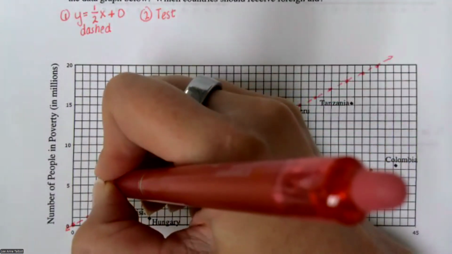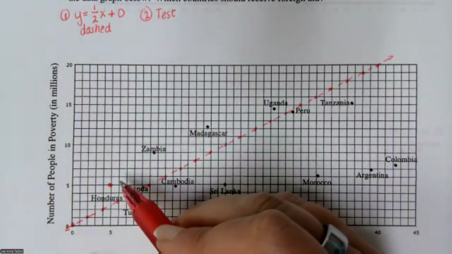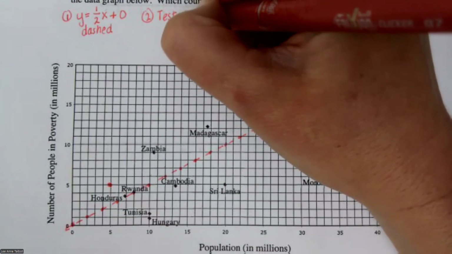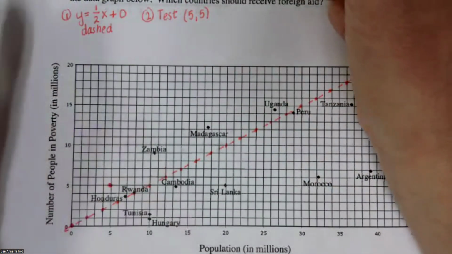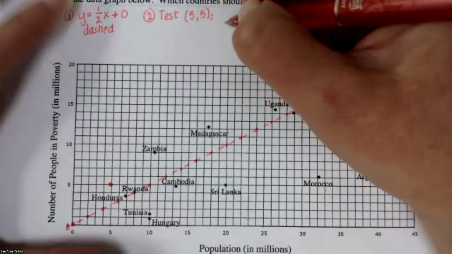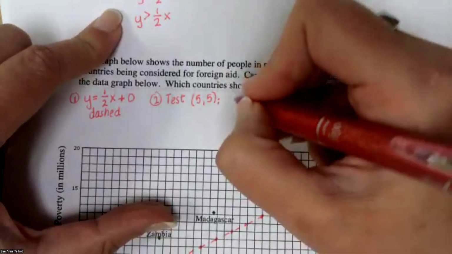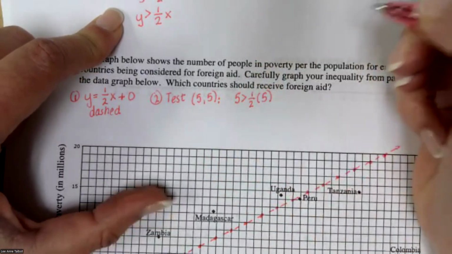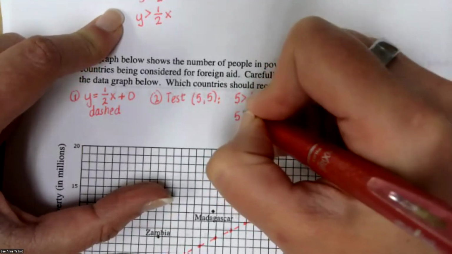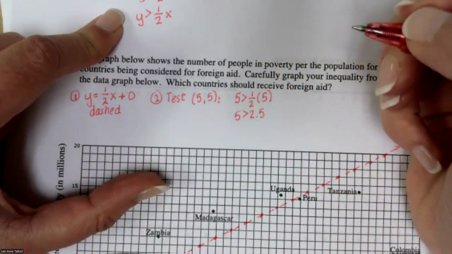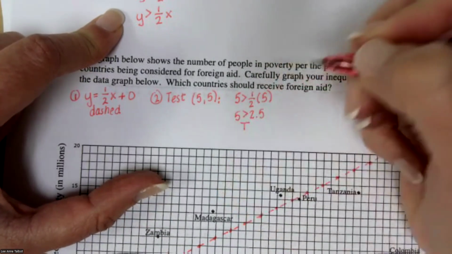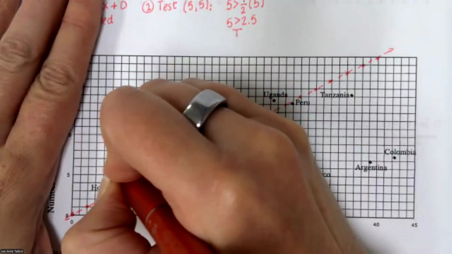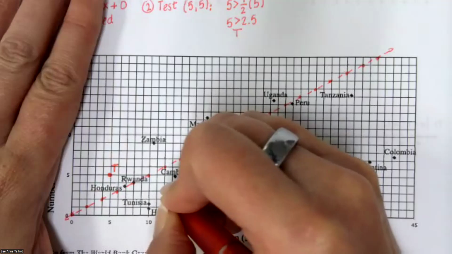5, 5 is excellent. That is an excellent point to pick because you can tell that it's definitely above the line and it has nice whole numbers. I really like that choice. Okay, so test 5, 5. And we go back up to the original, remember? So 5 is greater than 1/2 of 5. 5 is greater than 2.5. True. Okay, so I'm going to put a true next to the 5, 5 and a false on the other side.